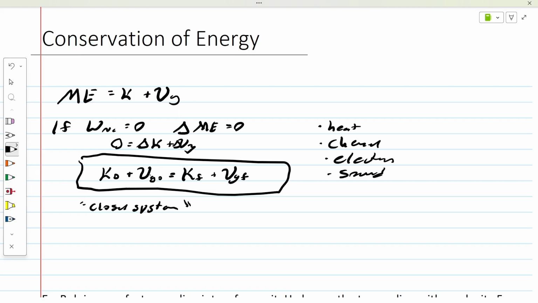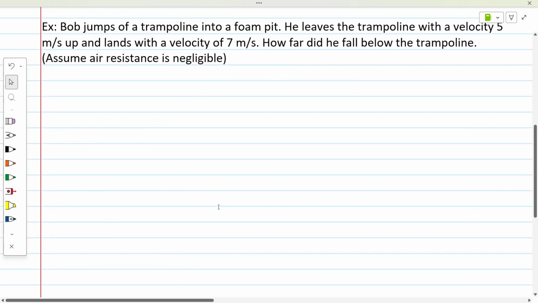So let's see how that works with a final example here. Bob jumps off a trampoline into a foam pit. He leaves the trampoline at a velocity of 5 meters per second up and lands with a velocity of 7 meters per second. How far did he fall below the trampoline, assuming the air resistance is negligible?